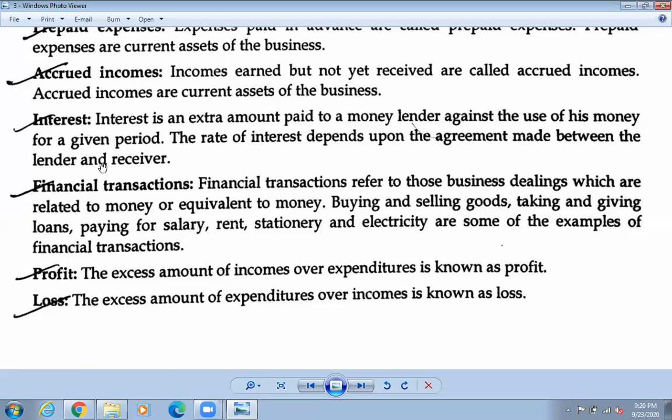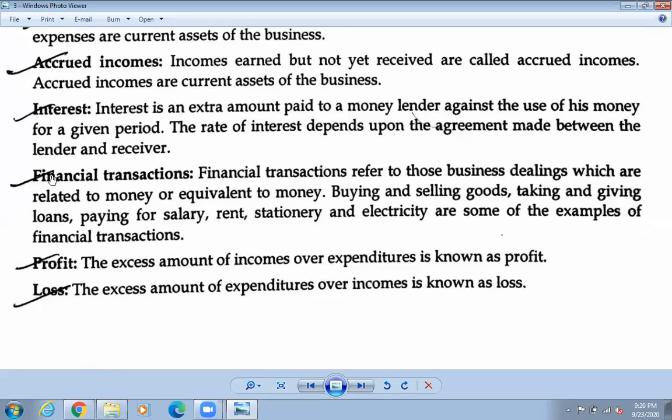Okay, so 3% of a hundred, of what? That depends upon your agreement, how much you have agreed. Okay, so that is the interest, ब्याज भन्छ त्यसलाई नेपालीमा.